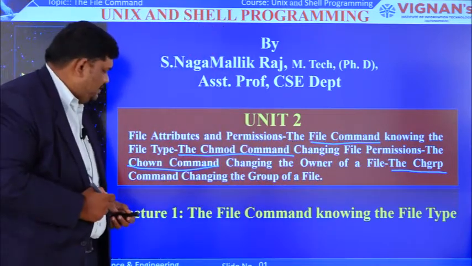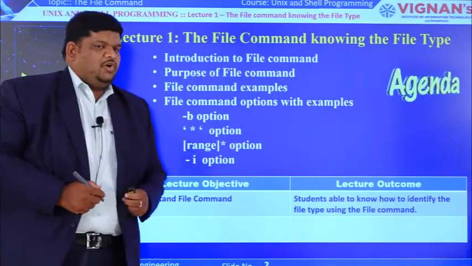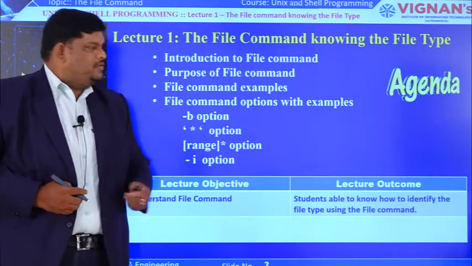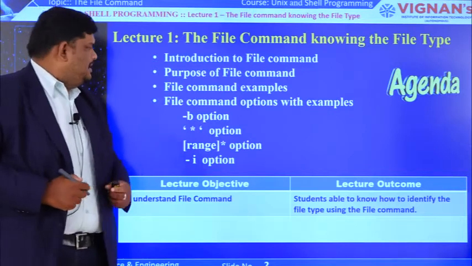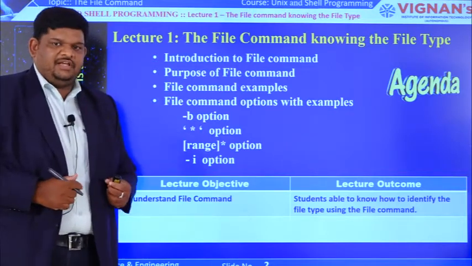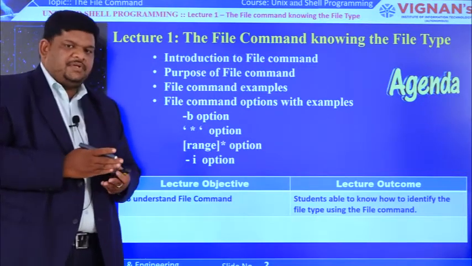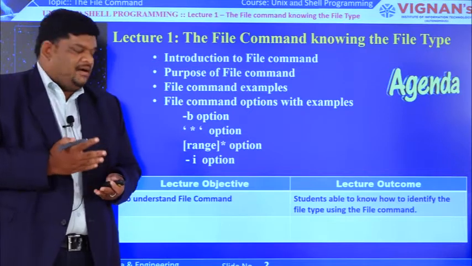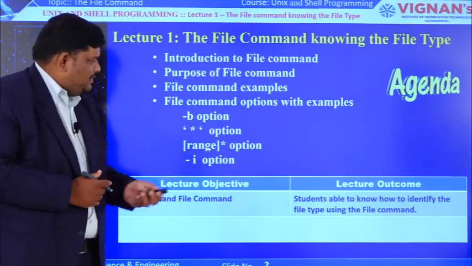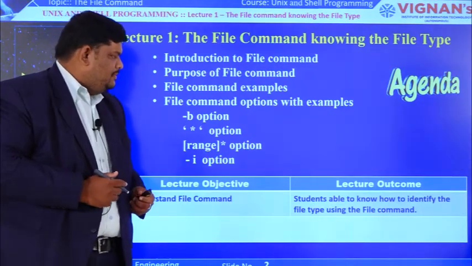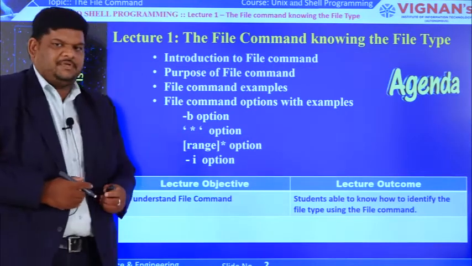Today, our lecture 1 is the file command, knowing the file type. In lecture 1, we are going to cover the following points. First, the introduction to the file command and its purpose, and some examples of the file command. For the file command, some options are there: the option b, the star option, the range option and option i. We will discuss all of them with examples. As the lecture outcome, students will be able to identify the file type using the file command with the help of these four options.